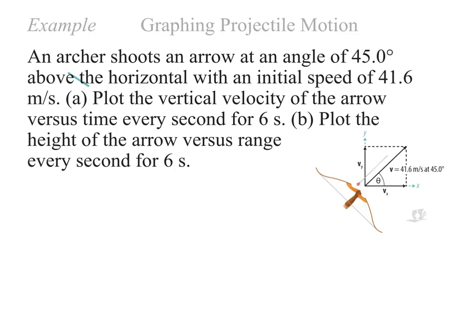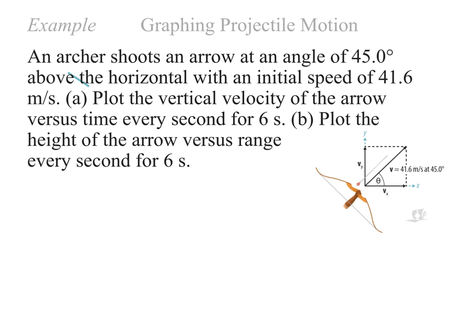So here's the example. An archer shoots an arrow at an angle of 45 degrees above the horizontal with an initial speed of 41.6 meters per second. Plot the vertical velocity of the arrow versus time for every second. And then plot the height of the arrow versus the range every second for 6 seconds. All right.